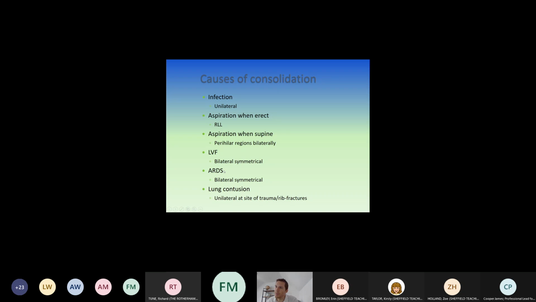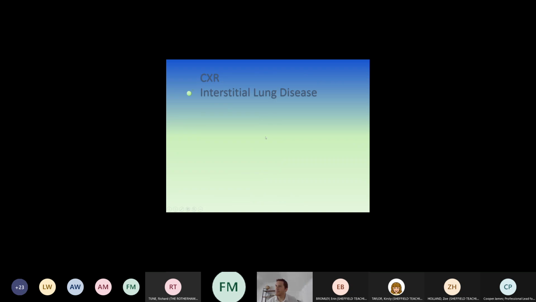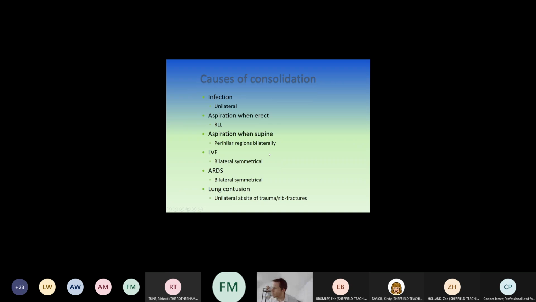Acute respiratory distress syndrome is bilateral and symmetrical. Lung contusion is usually unilateral at the site of trauma and rib fractures. Obviously, if a patient has had trauma on both sides, then it would be bilateral. So we can narrow down our differential by saying whereabouts this consolidation is. So I hope that helps.